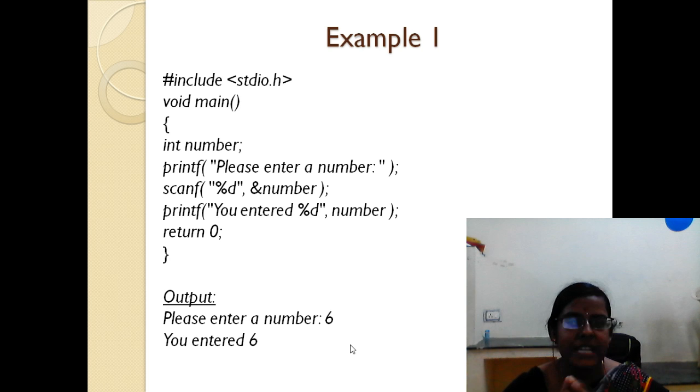Then the output. The first statement is please enter a number. If you give the number, you will get the output as you entered 6. The output will come like this. So this is the basic structure of C programs.